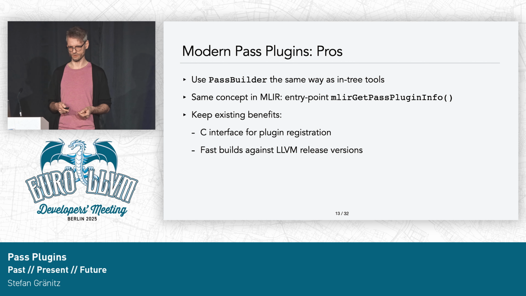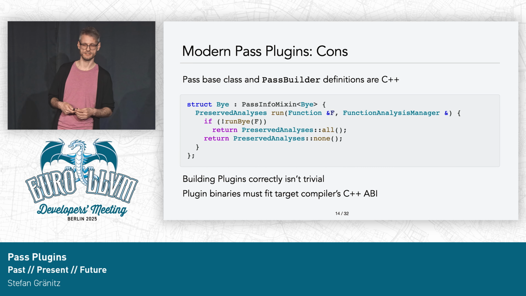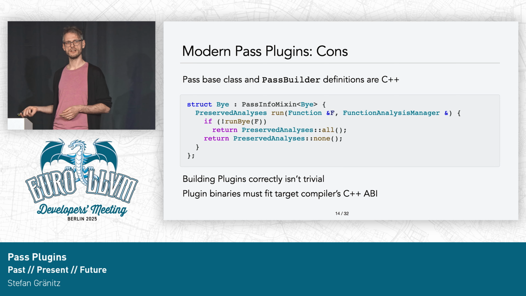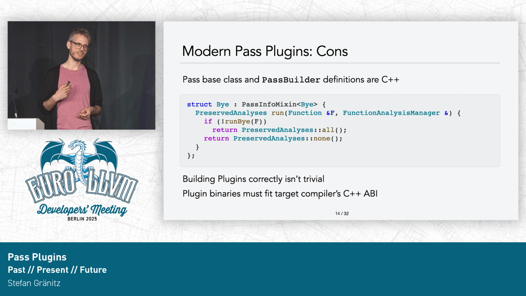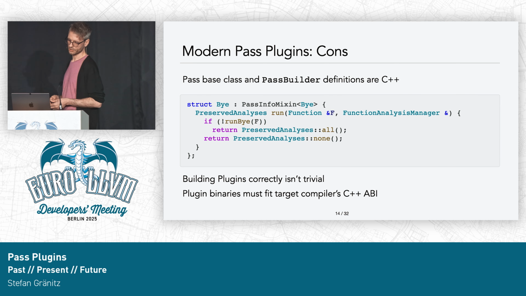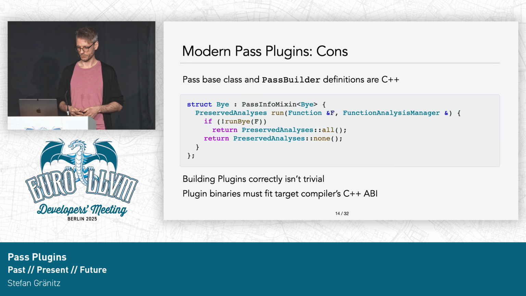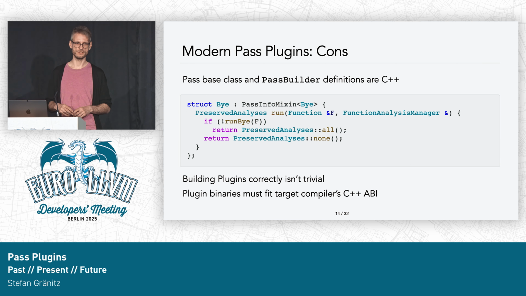But there's also one downside, or something that we did not improve. And that is that the pass base class is a C++ template class, and the pass builder is a C++ class as well, which means we pull the C++ ABI into the static library interface. That causes some issues. Mostly it makes plugins hard to build correctly. There are so many things that can break your API. We have to admit that most plugins use the C++ API anyway, because the C API is often not flexible enough.